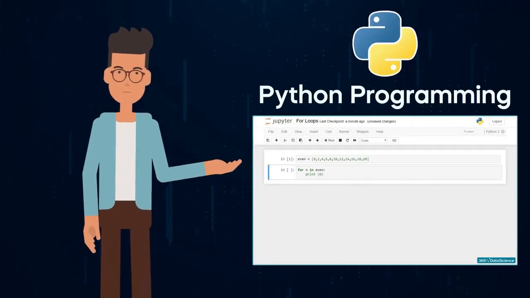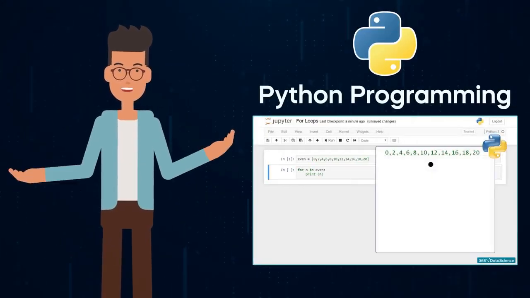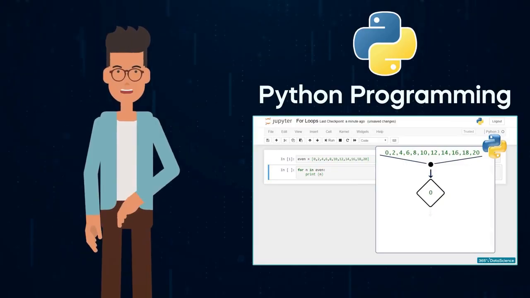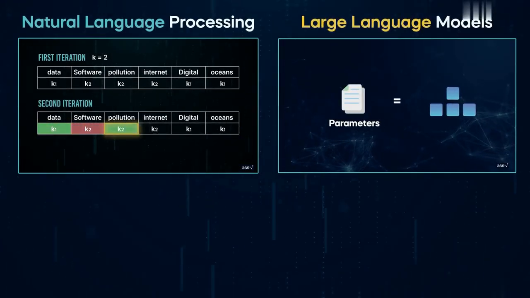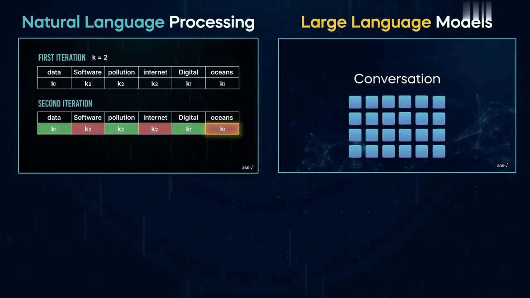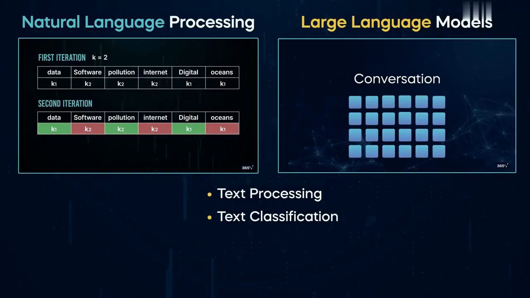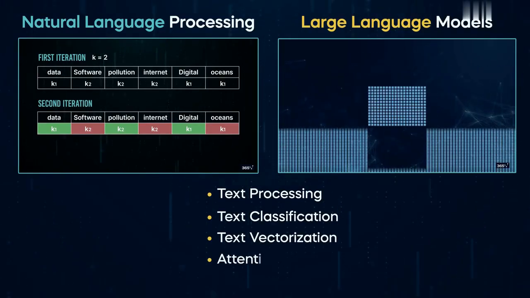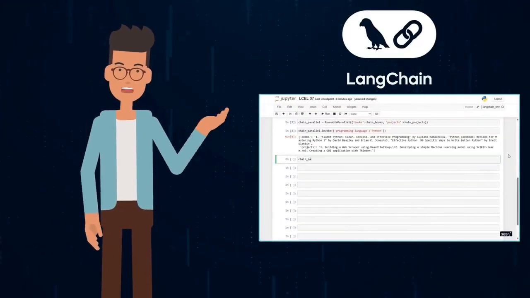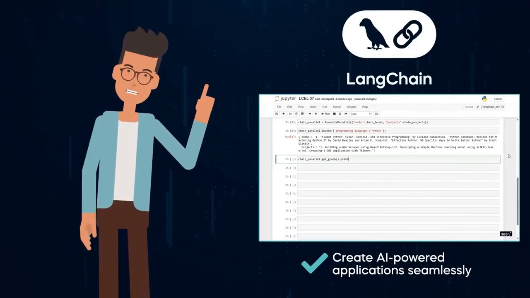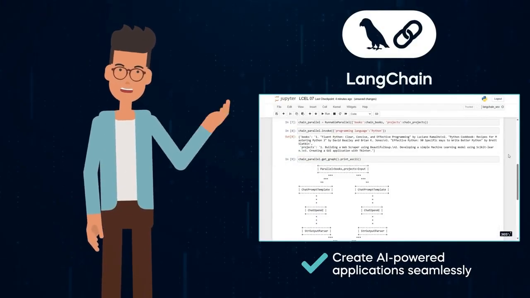From there, we'll dive into a module on Python programming, ensuring you'll have the coding skills you'll need to move forward. Next, we'll discuss natural language processing and large language models in depth. We'll cover essentials like text processing, classification, vectorization, the notable attention mechanism, and how transformers have revolutionized language models. After that, we'll work with the powerful LangChain Python library, learning how to create AI-powered applications seamlessly.